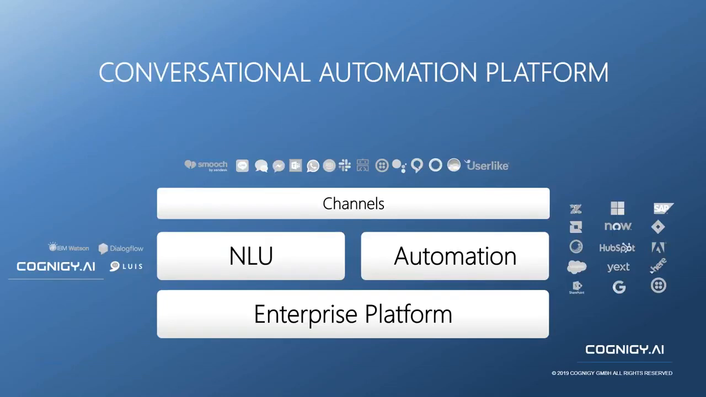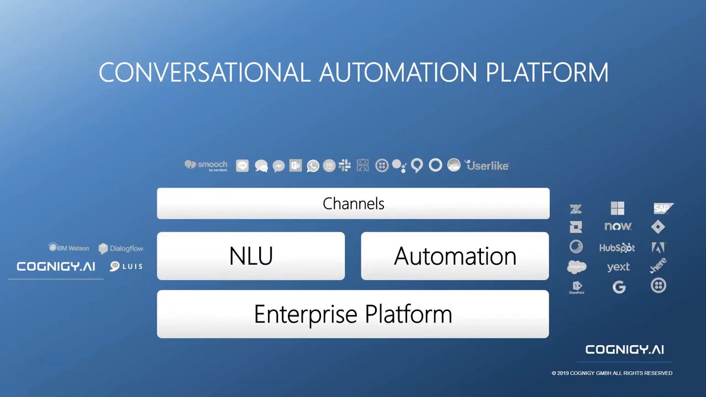Now, if we look at the architecture of Cognigy, there's essentially four main components. The first is channels. Channels are the way that our customers or employees communicate with us. That can be WhatsApp, it can be SMS, it can be Facebook Messenger, it can be Microsoft Teams or Skype for Business. But it can also be something like Alexa or Google Home, or even on the telephone lines if you want to use something like Twilio. It can be an agent tool like UserLike or many other channels that we support.